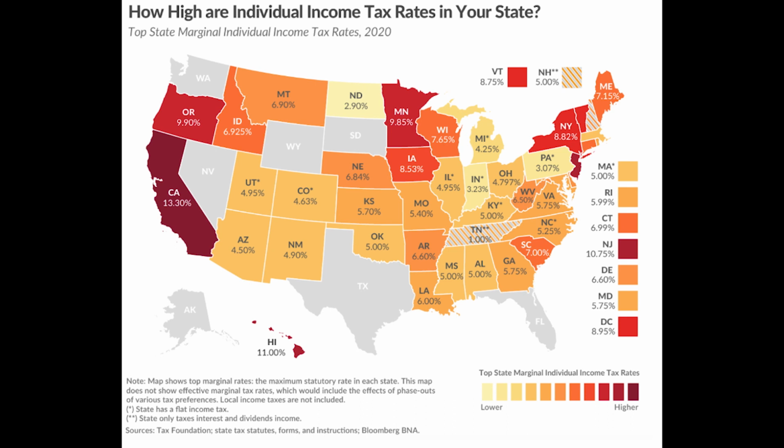Now, this map also breaks down whether states have a flat income tax, where that income tax is applied to everyone no matter the income, or whether it's tiered based on income levels, much like the federal government. So when you're looking at each state, it's also helpful to look at whether the state that you're moving to or the state that you're in has a tiered system or a flat tax rate.